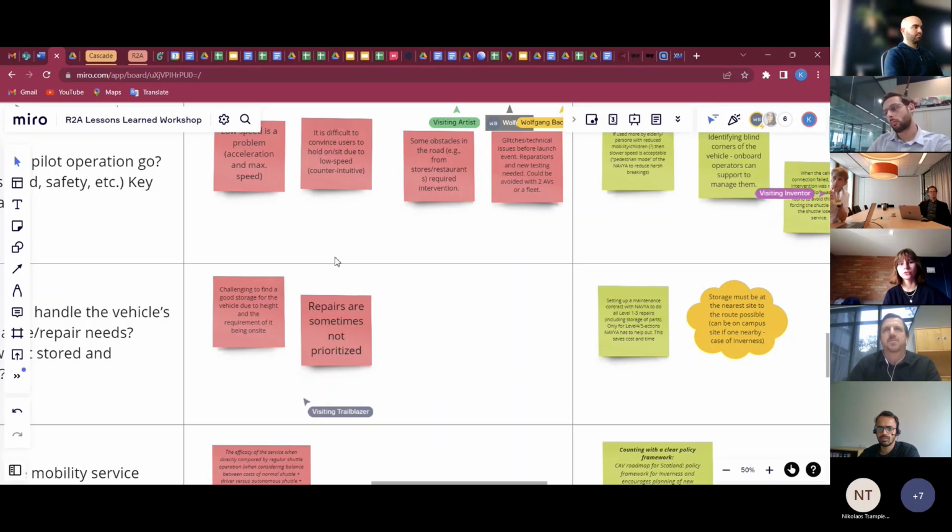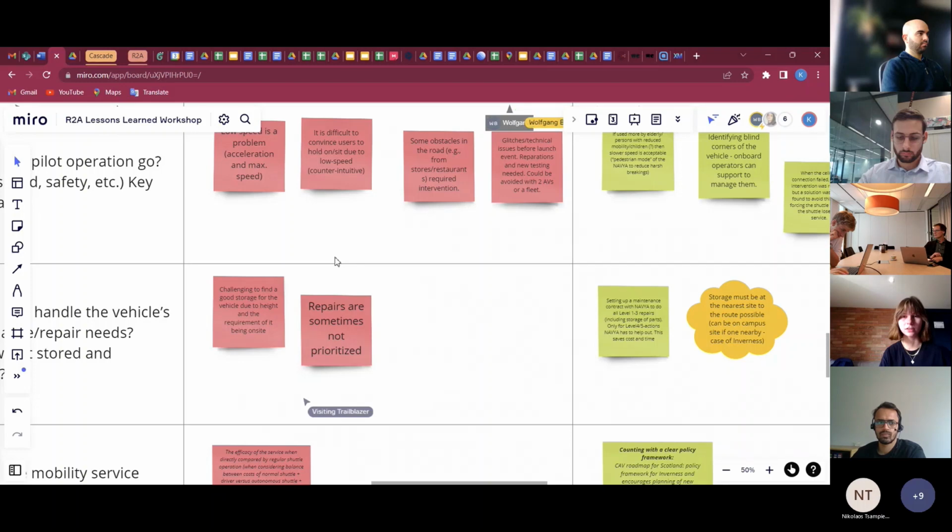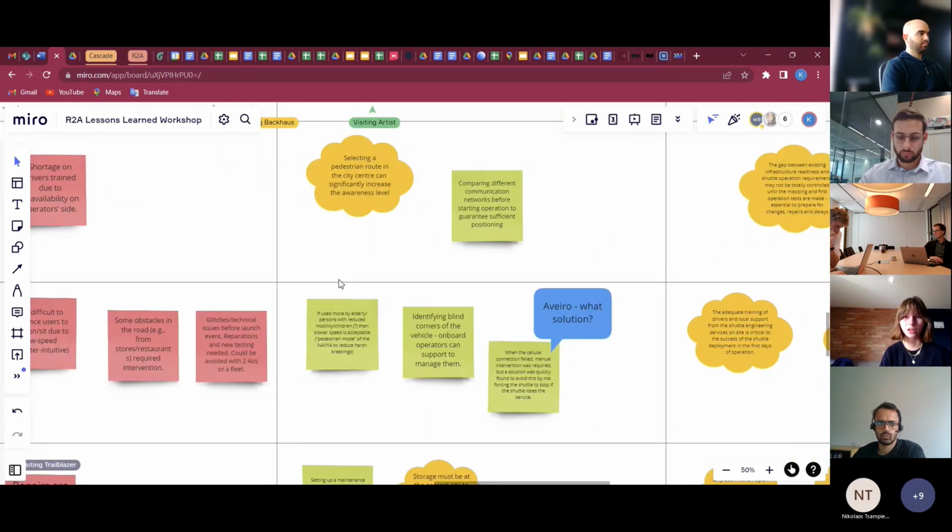And it is challenging to find good storage for the vehicle due to its height and due to the fact that this storage should be located next to the road. But if that is studied within the feasibility study, so the actual selection of the road with a specific set of criteria, and one of those criteria could be an actual setup of the storage facility and also space for repairs of the shuttle in case that's needed, then again, this challenge can be avoided in the future.